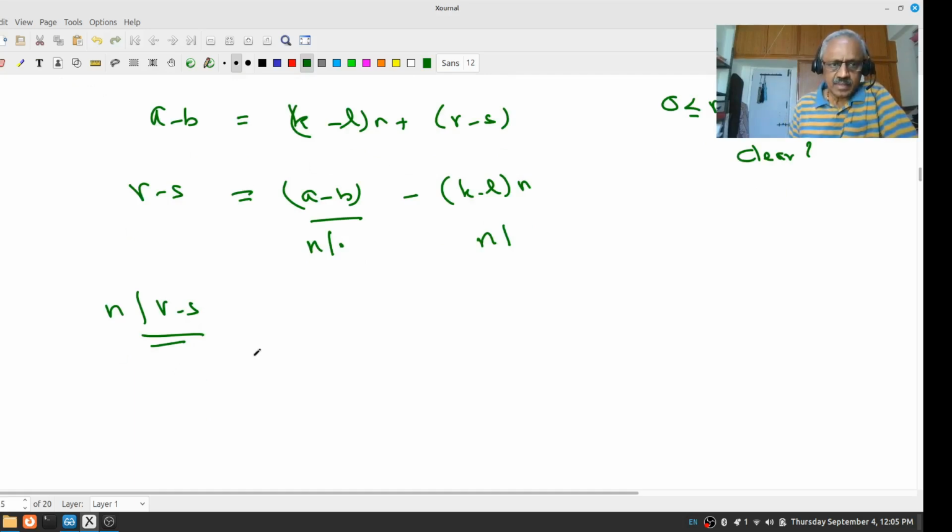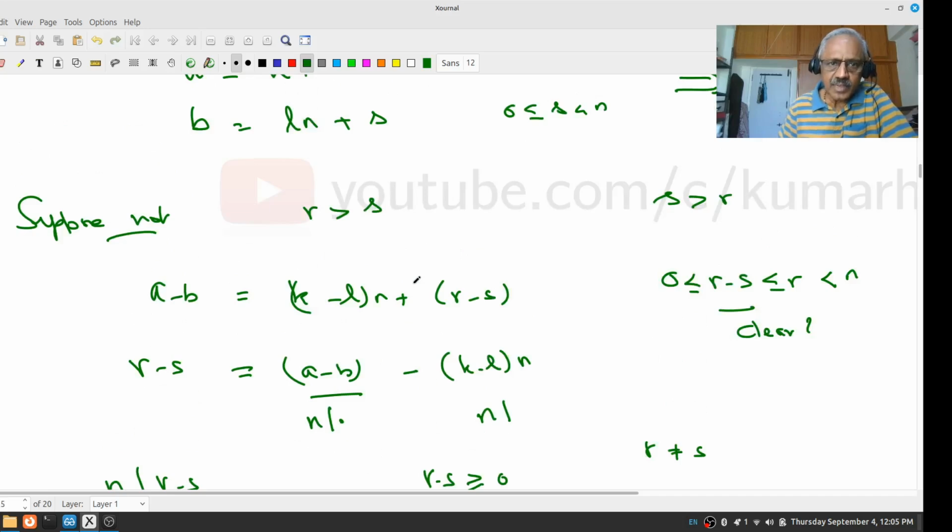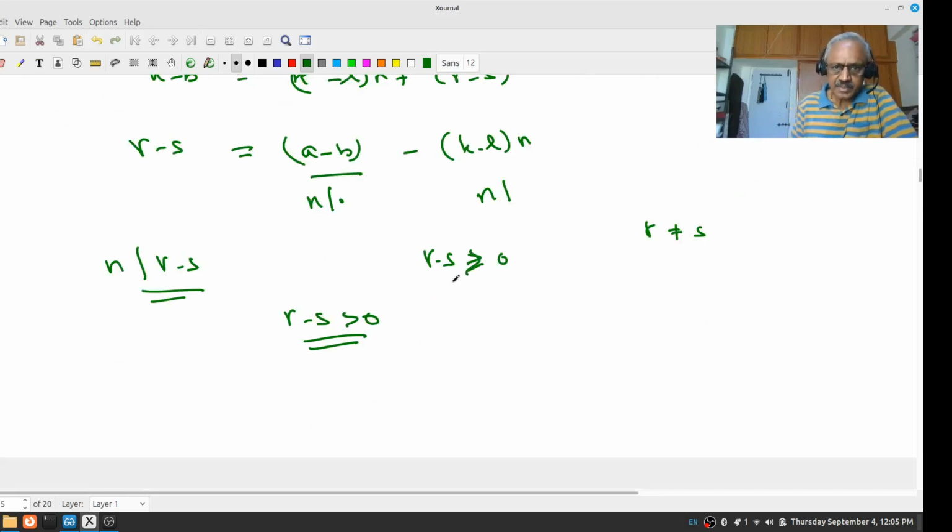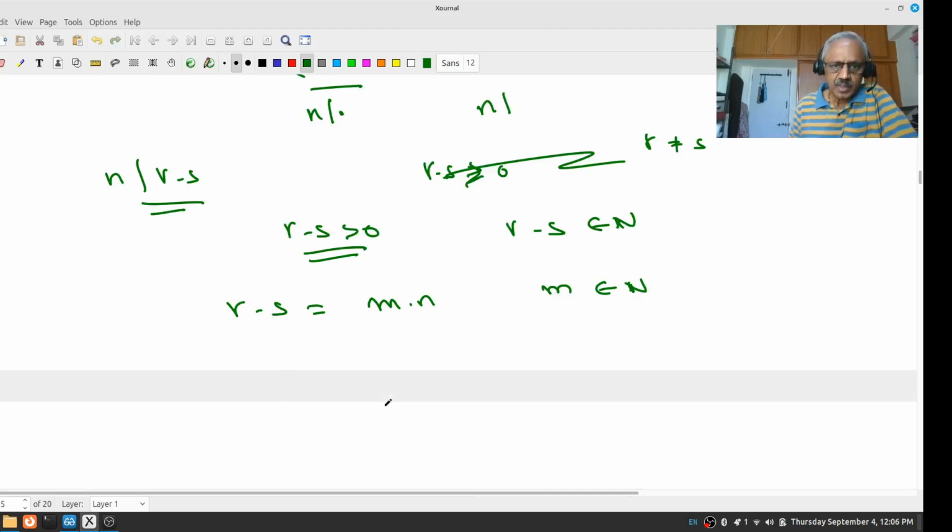Right? But remember R minus S is greater than or equal to 0. Suppose R minus S is strictly greater than 0. Right? If it is positive, if R is not equal to S, we are assuming that, right? Oh, we are assuming R is greater than S. Therefore, it is actually positive, right? Since R minus S is greater than 0, R minus S is a natural number, right? And N divides that, therefore R minus S must be a multiple. Okay, call it M times N, where M is a natural number again, because R minus S is positive, N is positive, therefore M must be positive. But M is a natural number, therefore M is greater than or equal to 1.